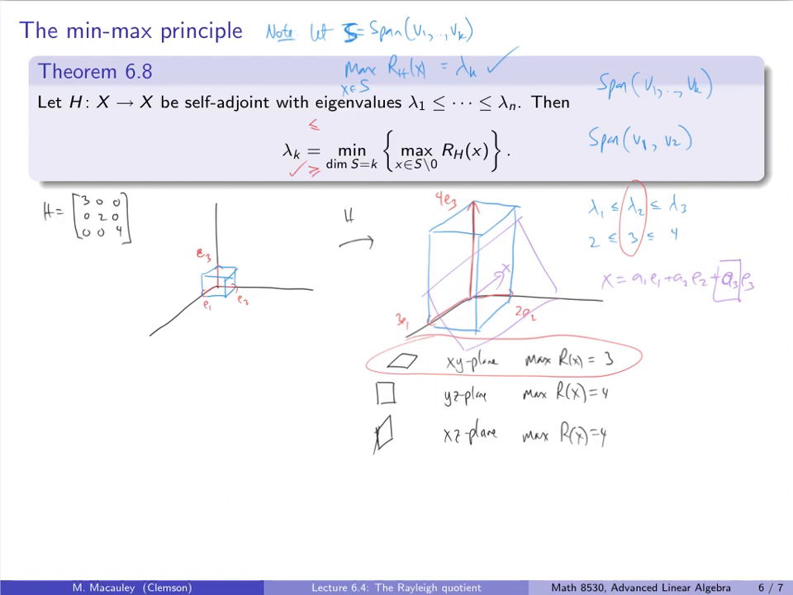Let's take an arbitrary k-dimensional subspace. So let the dimension of S be equal to k. We don't have any choice as to what that is. Now I will let T be the span of Vk all the way up to Vn. And what I claim is that S and T intersect non-trivially. That helps us solve this. If they intersect non-trivially, then we take any vector, and the Rayleigh quotient of that vector is going to be at least lambda k, because it only is made up of these larger eigenvectors.